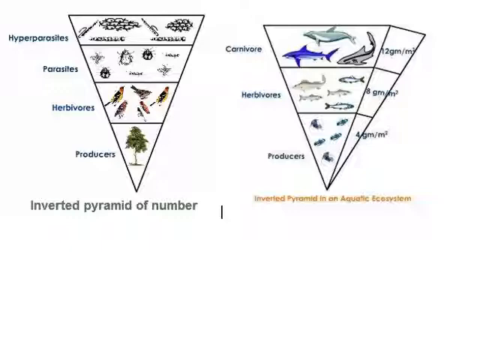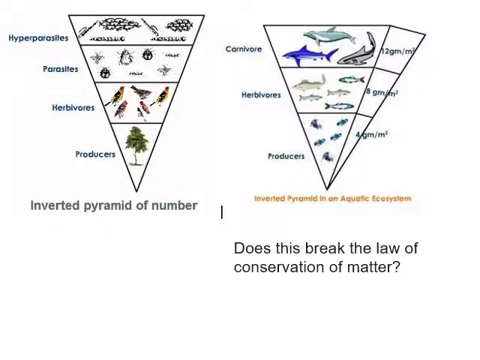So these are some exceptions to the rules. Notice this can only occur when you're graphing numbers or biomass. The amount of energy is always going to observe that first regular style pyramid. Okay, and that was just what we just went over.